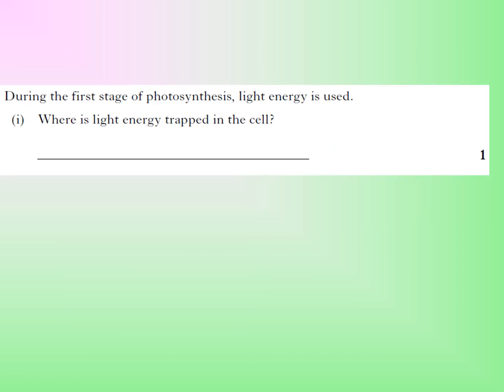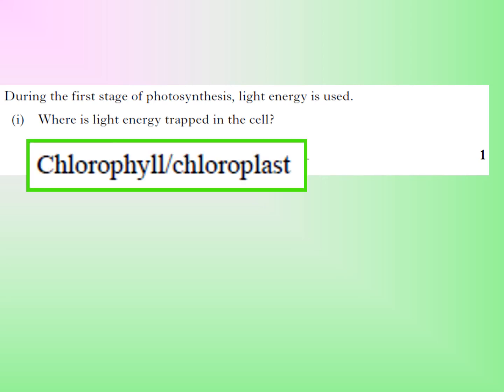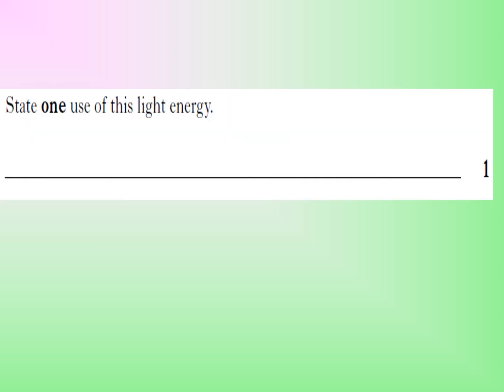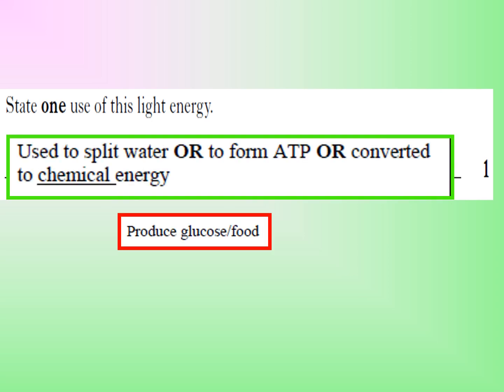During the first stage of photosynthesis, light energy is used. Where is light energy trapped in the cell? What is it plants have that allows them to trap light energy? They have chlorophyll or chloroplasts. State one use of that light energy. Think about the light dependent stage. There's two options. So it can be used to split water or used to form ATP.